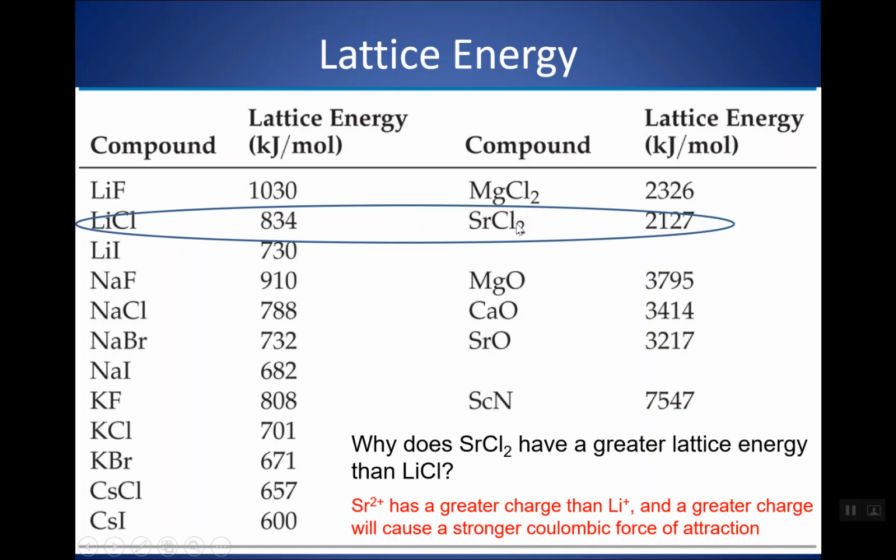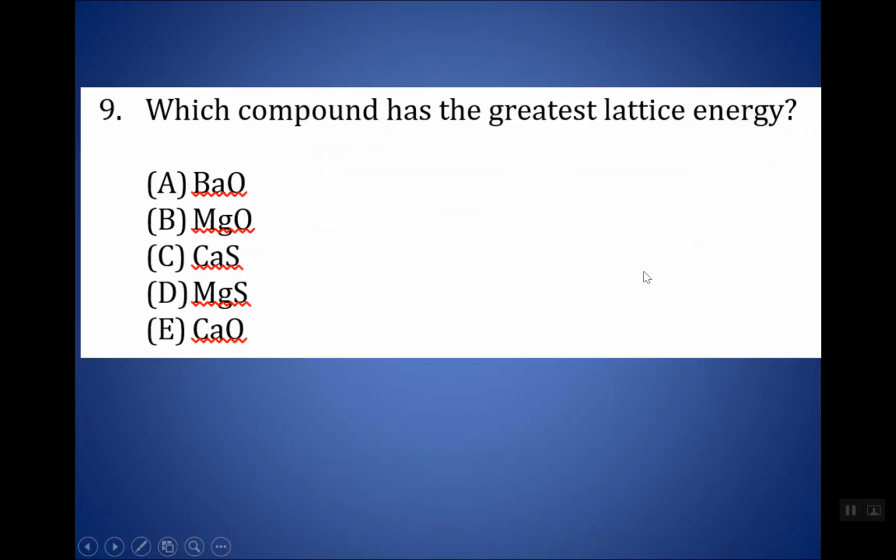So make sure you choose the correct factor based on whatever the evidence is suggesting. Take a moment, try this example, then check your work. Which has the greatest lattice energy? So I'm looking for greatest charge and smallest radius. They all have the same charge, +2, -2.